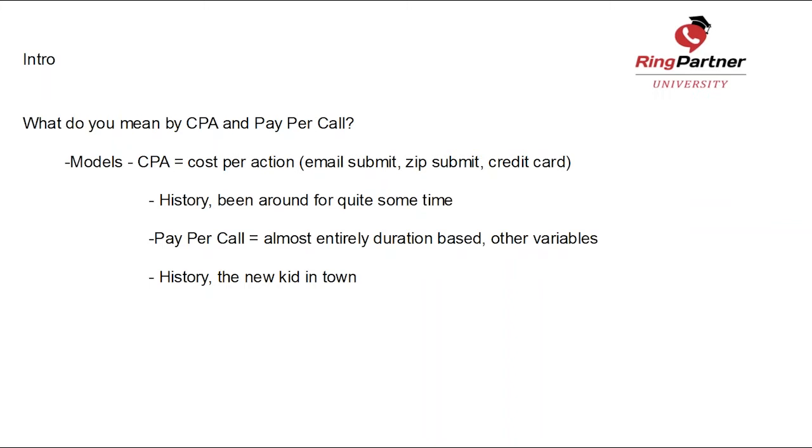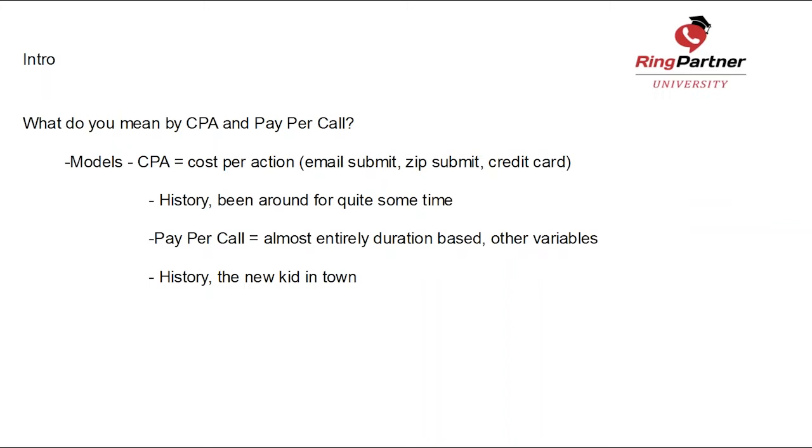Pay-per-call, on the other hand, so CPA, we have the cost per action. Pay-per-call is almost entirely duration-based, so people don't necessarily have to fill in any information at all. Really, it's about getting them to dial that phone number. So it could be anywhere. It could be on a website. It could be on a Google call-only ad. It could be in an email. It could even be on a radio or a TV show or maybe a webinar.